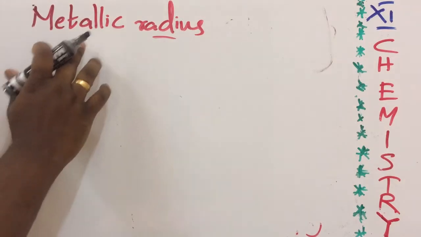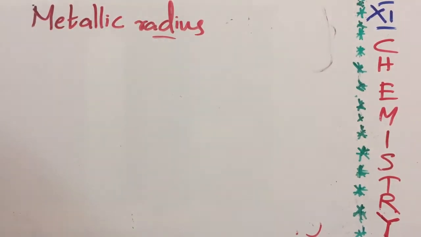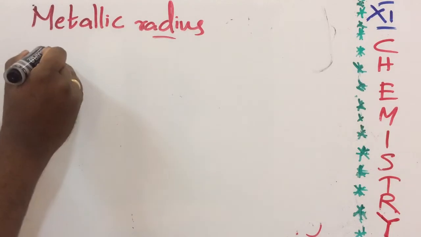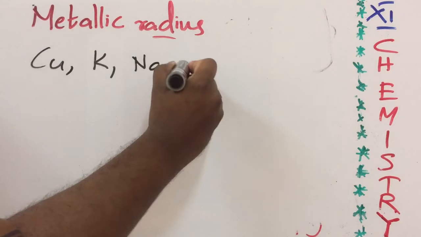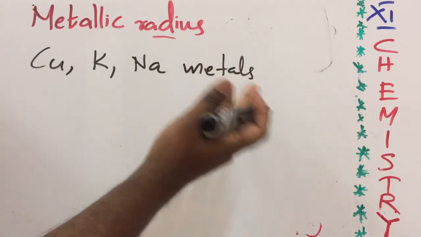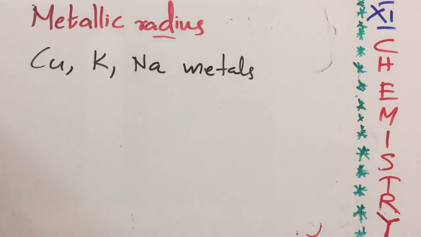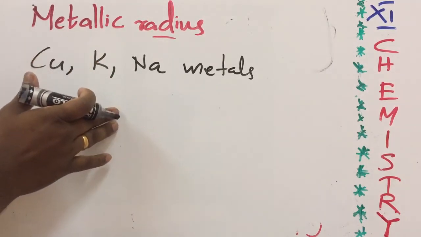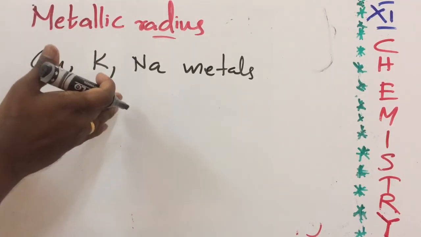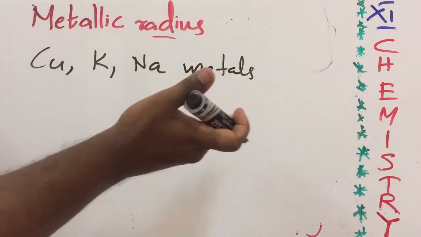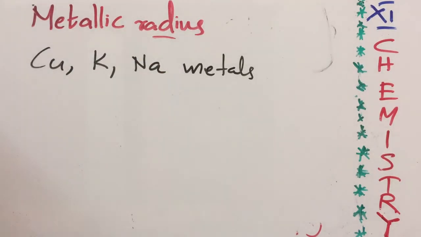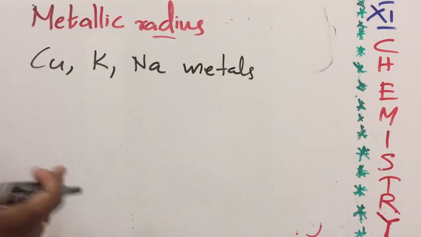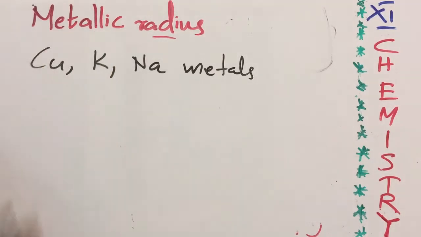The next type of radius is called metallic radius. For example, copper, potassium, sodium metals cannot form covalent bonds. So how do we find the radius of these atoms? We cannot find the radius of these atoms from covalent radius. Why? Because metals generally will not form covalent molecules, while many non-metals do. So for metals, we use metallic radius.